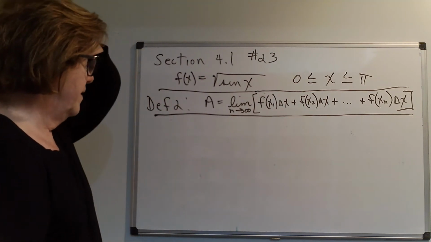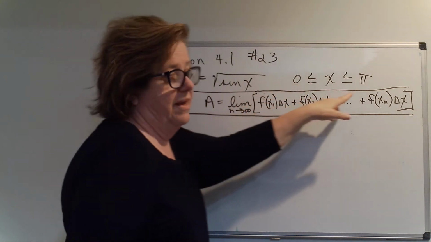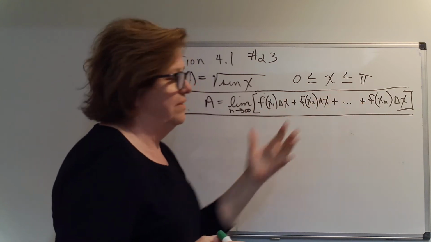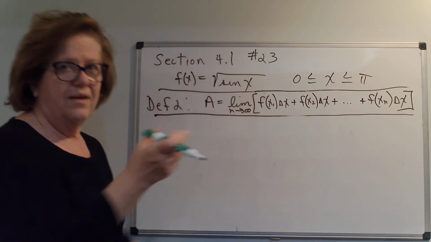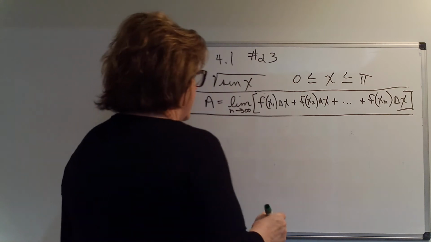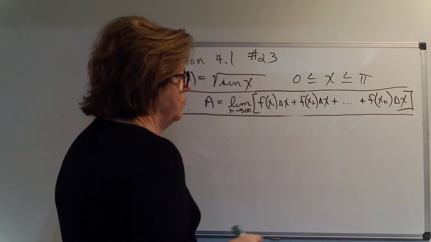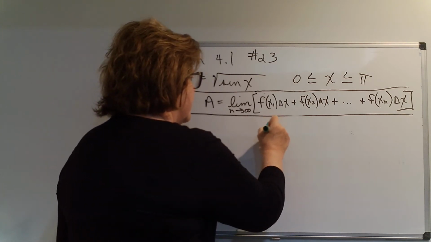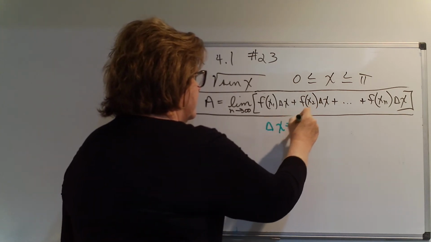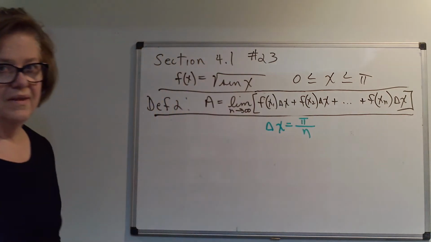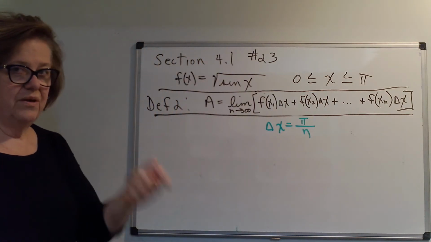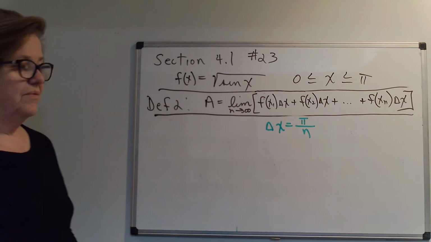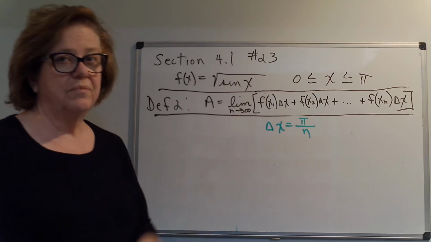Okay, so we're going from 0 to pi. We want delta x to be the same in each one of these. Makes it easy. The same width for every rectangle. So if we have n rectangles, that's the number of rectangles, let's make our delta x pi over n. So we've cut them up. Each rectangle is pi over n. So if we have 8 rectangles, each width would be pi over 8.